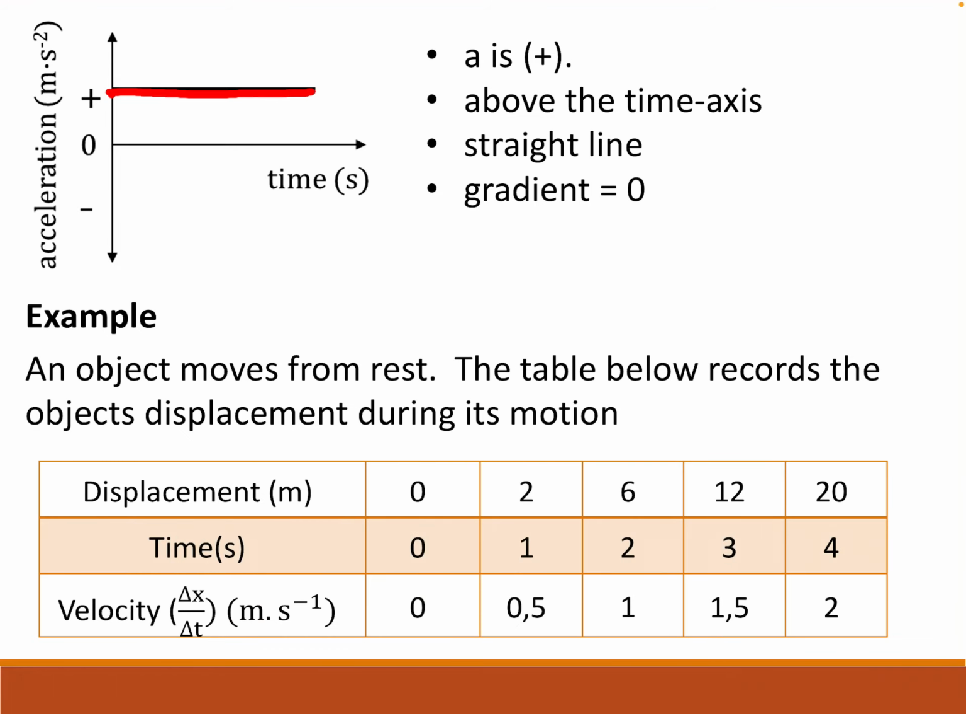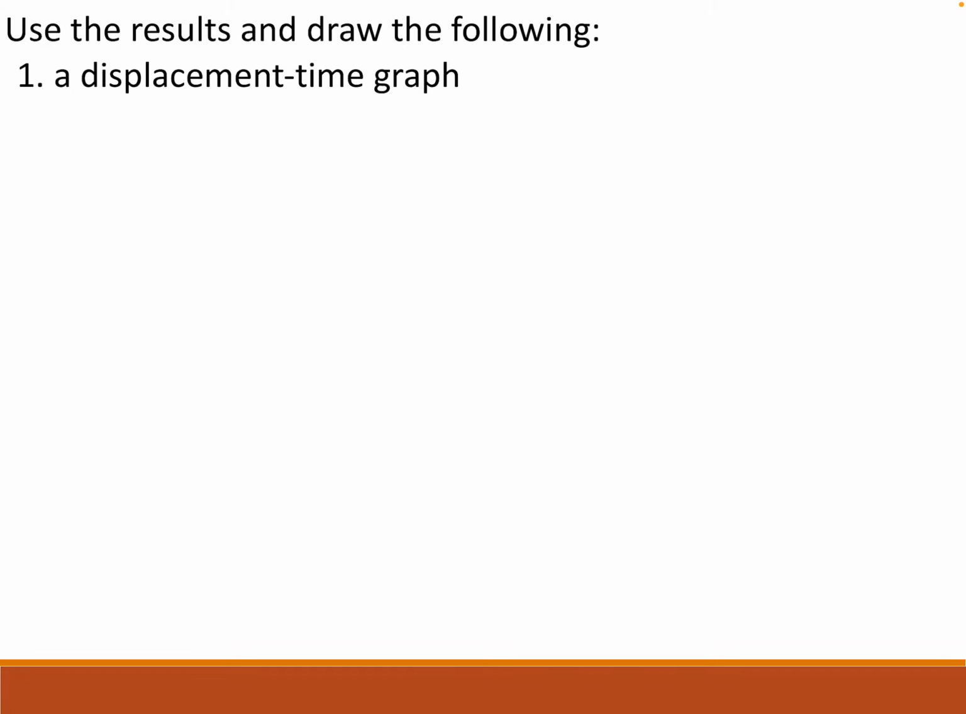For example, now in your notes, please change these values for me because they are different to the ones that are on the printed notes. An object moves from rest. The table below, and take this out because it's not going to help you, records the object's displacement during its motion. Okay? So after 1 second, it's going at 0.5 meters per second and the displacement is 2. Okay, etc. They want the results to draw the following.